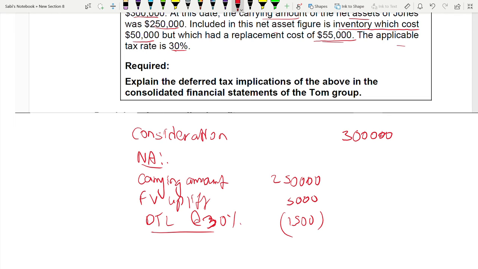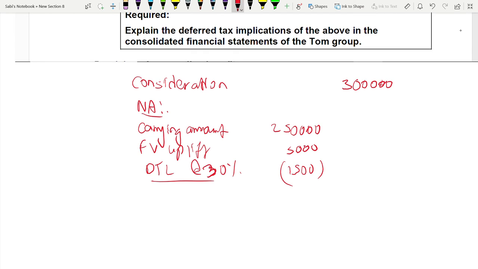So now just add, and the total, which you need to deduct, will be 253,500. This needs to be deducted from consideration, which will give you 46,500, which is your goodwill. Correct? Calculation wise, this is perfect.